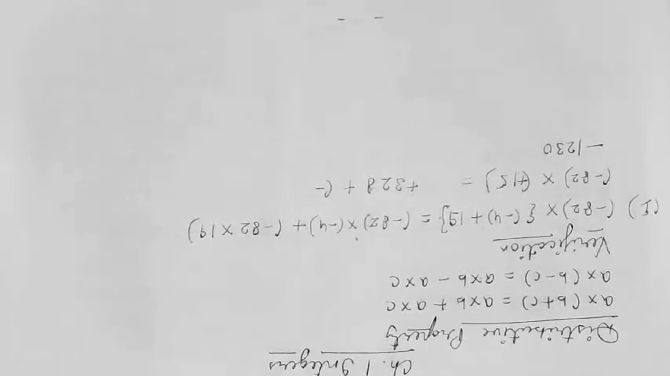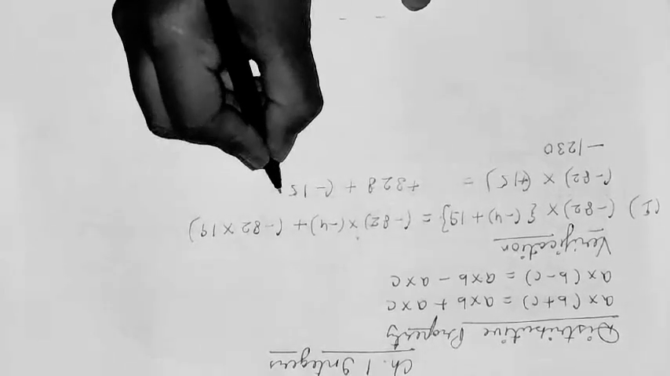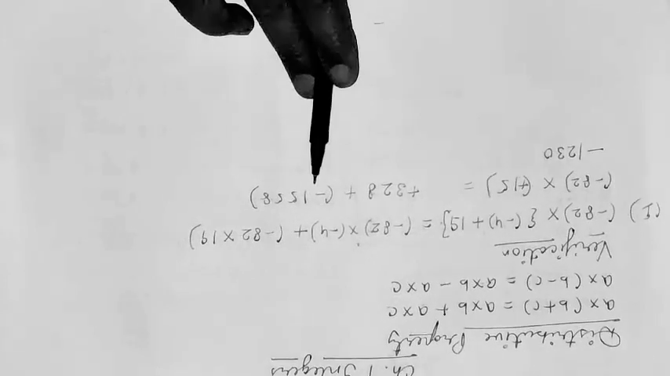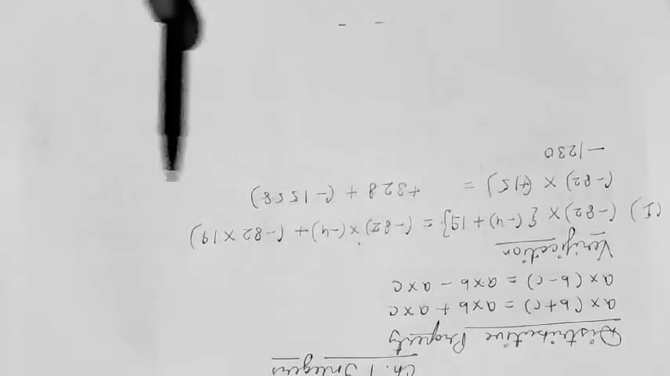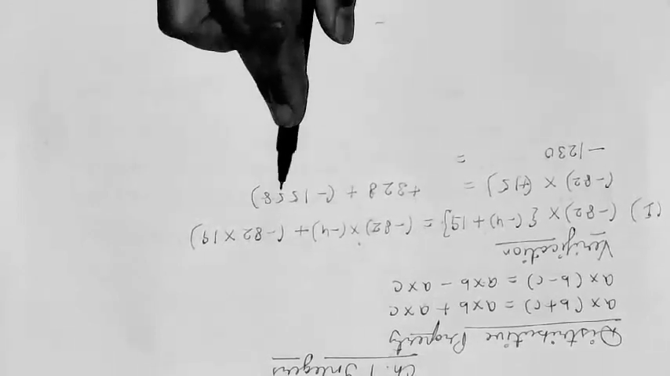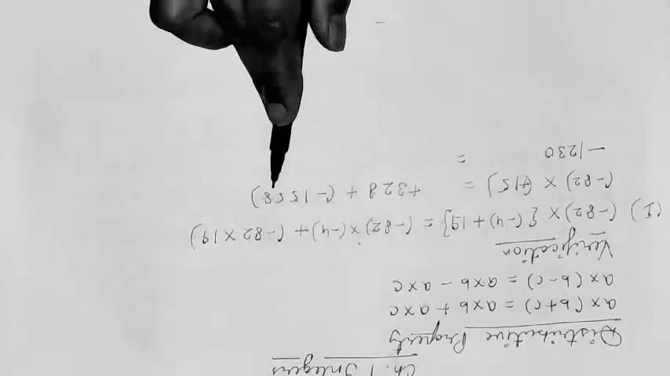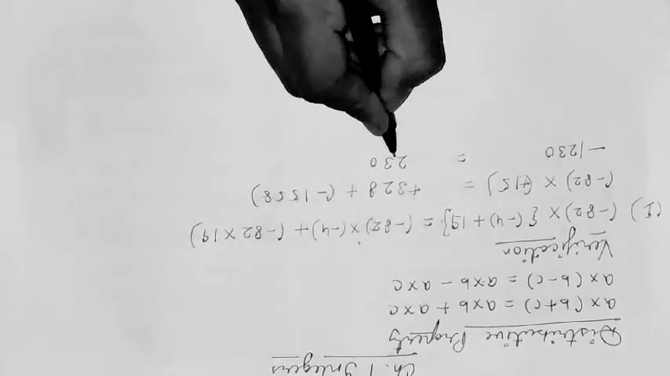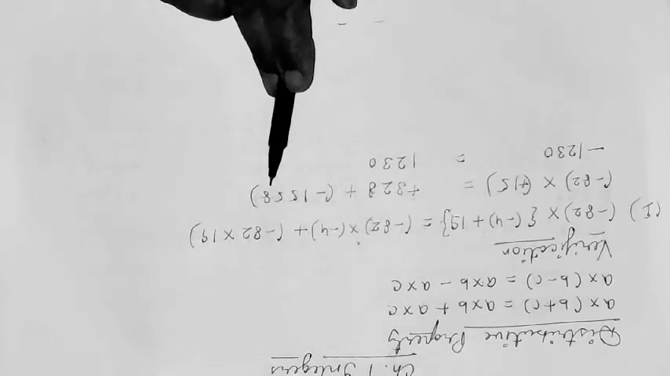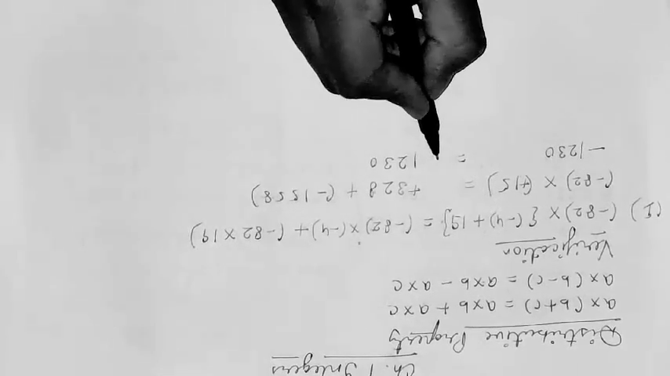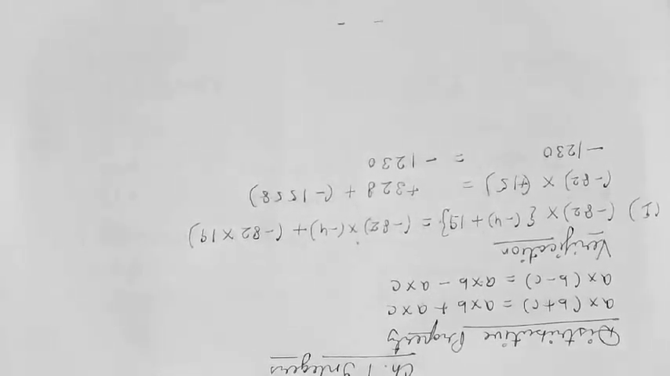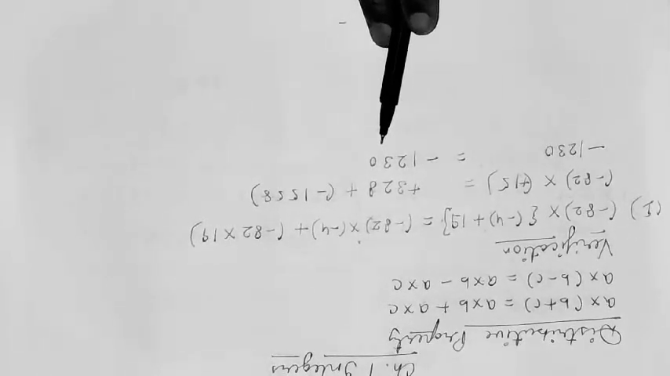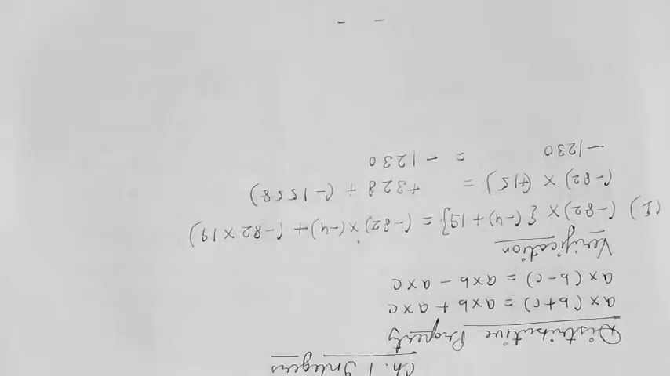So the answer is minus 1558. Now we have one positive number and one negative number. Plus minus, so we have to do minus. Subtract 328 from 1558 and you will get 1230. Greater number is having a negative sign before it, so our answer will also have a negative sign. So we can see that both the sides gave us the same result. So this verifies distributive property.